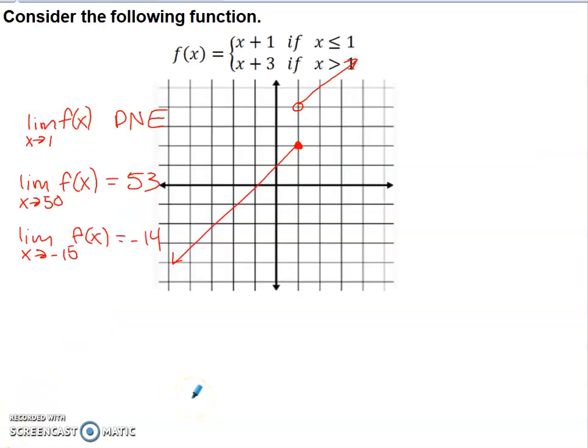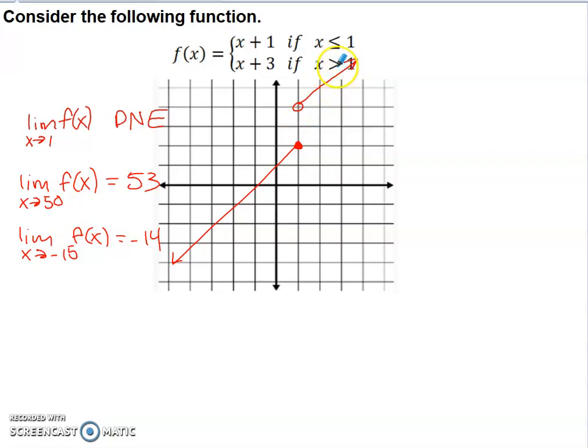This graph is a piecewise graph, so I took a minute to sketch a graph for it, and the function defined up here tells me that for x less than or equal to 1, I'm going to graph the line x plus 1. So I know I'm going to have a closed circle with an x coordinate of 1 and the y coordinate of whatever I get when I take this 1 and put it in place of this x. 1 plus 1 is 2. So you see my closed circle with an x of 1 and a y of 2.